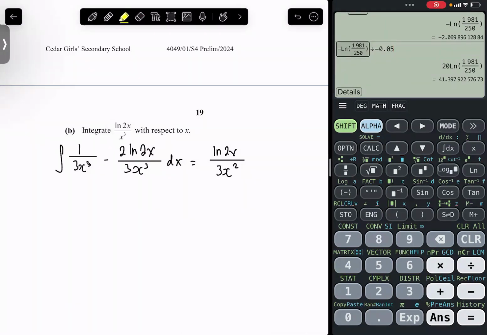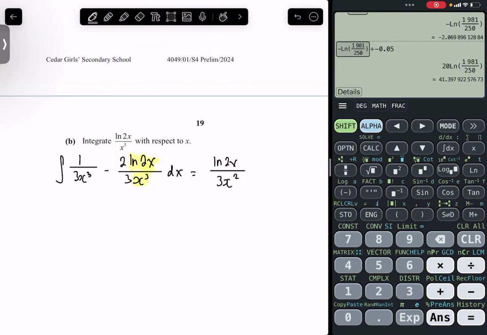So analyze what the question wants. They want ln 2x over x cubed. So this question is actually quite simple. On the left hand side we're going to separate them out: integral of 1 over 3x cubed dx, minus 2/3 integral of ln 2x over x cubed dx, equals ln 2x over 3x squared.